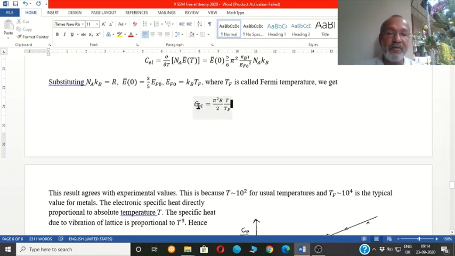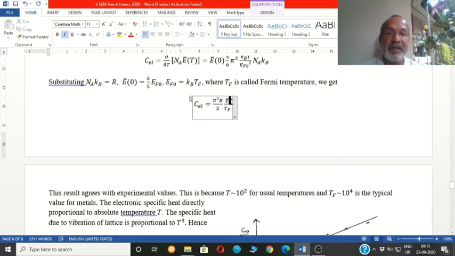Now about the value of this electronic specific heat, this is actually pi square R by 2. Pi square is 3.14 square, so approximately 9. So this is 9 by 2, so it will be 4.5 R. In the case of Drude-Lorentz theory, we have a specific heat of 3 by 2 R or 1.5 R. So this is 4.5 R, nearly of the same order. But here we have a T by T_F.